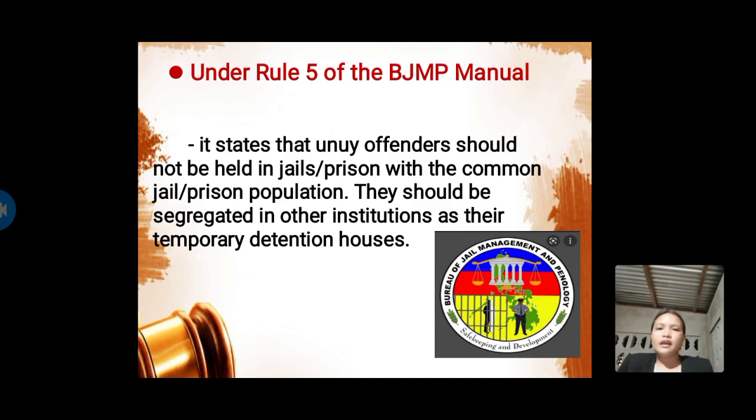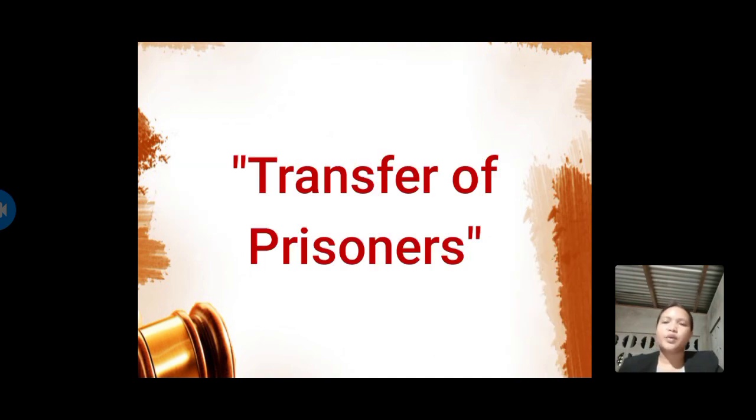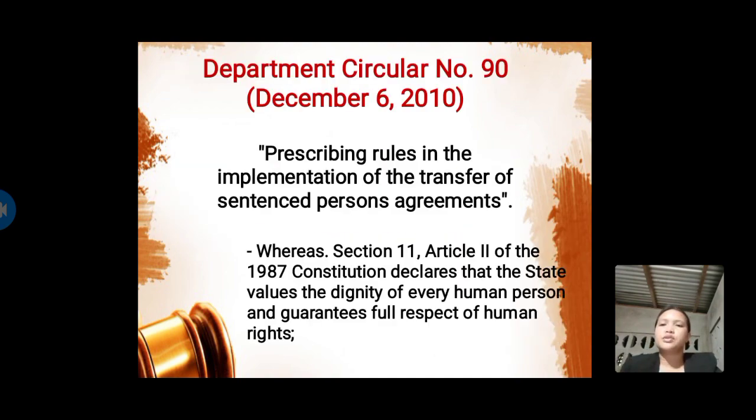So if there are people who have special needs or have any kind of problems, like severe psychological problems, they are segregated to another institution. They are not allowed to be part of the jail or prison in the BJMP. They have different rooms, or other institutions where those people are put. So next topic is transfer of prisoners.